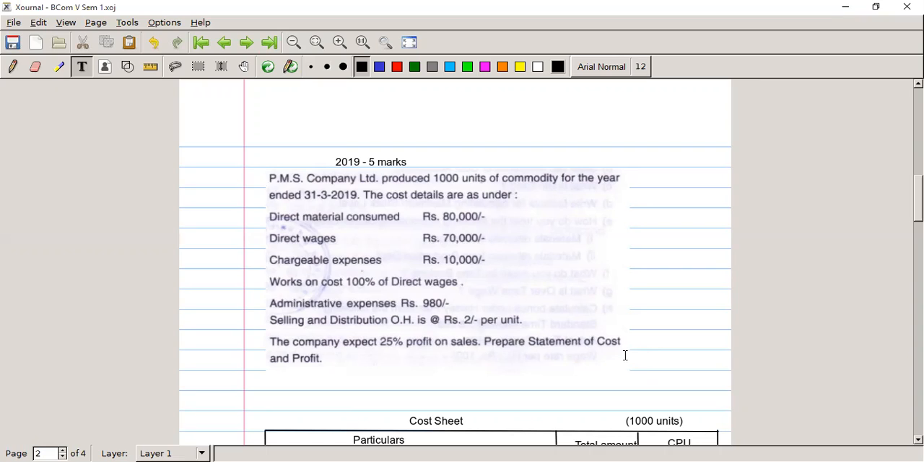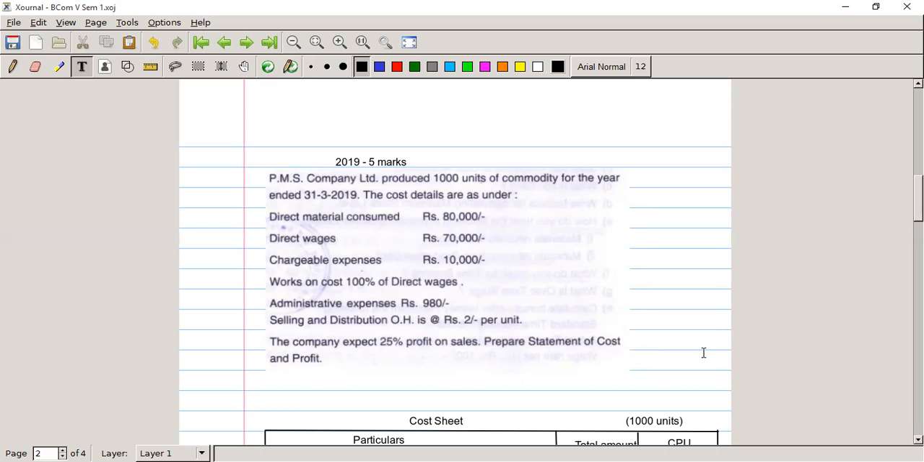PMS Company Limited produced 1000 units of commodity for the year ended 31/3/2019. The cost details are as under. Direct materials consumed rupees 80,000, direct wages rupees 70,000, chargeable expenses rupees 10,000, works on cost 100% of direct wages, administrative expenses rupees 980, selling and distribution overhead is at rupees 2 per unit. The company expects 25% profit on sales. Prepare cost sheet and profit.